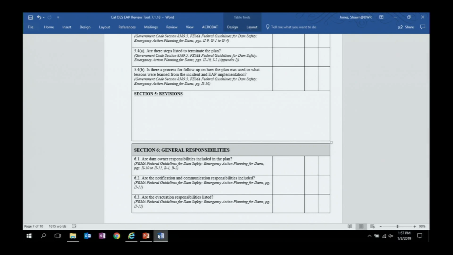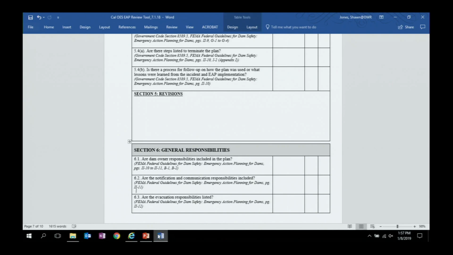Is there a process for follow-up on how the plan was used or in lessons learned? Are you going to complete an after-action report? Are you going to do a hot wash? Are you going to create something that you can meet with all those key people that were involved in the incident and work with them on best practices? What went right, what went wrong? How can we make this better?